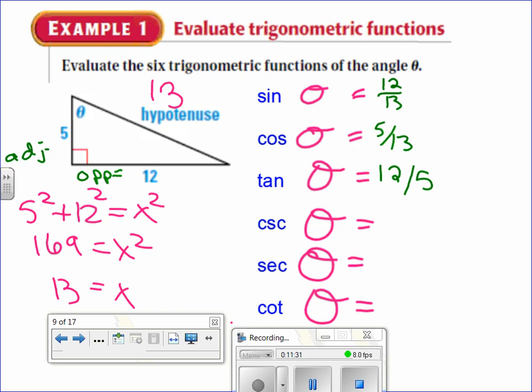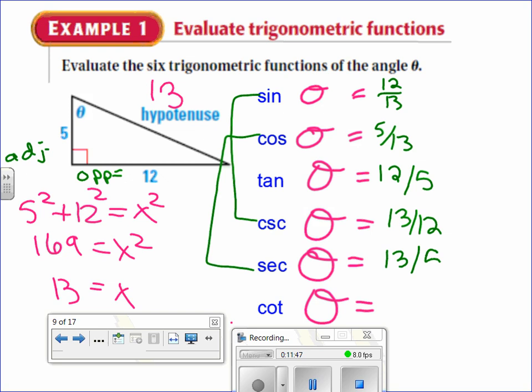Now, since this is our first time doing cosecant, secant, cotangent, I'll give you a trick. Cosecant is just the reverse of sine, so you just flip your sine answer upside down, 13 over 12. Secant is just the reverse of cosine, so you flip your answer upside down, 13 over 5. And cotangent is just the reverse of tangent, the reciprocal, I should use the word reciprocal, 5 over 12. Sweet. You can do the first 3, you can definitely do the last 3. Question?